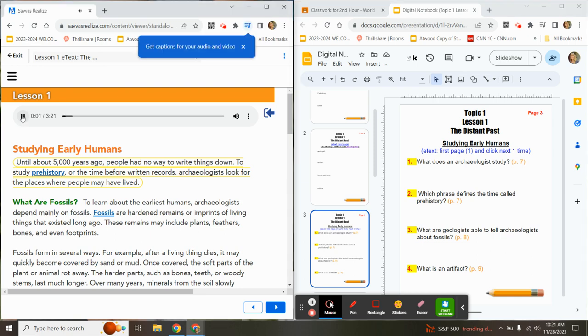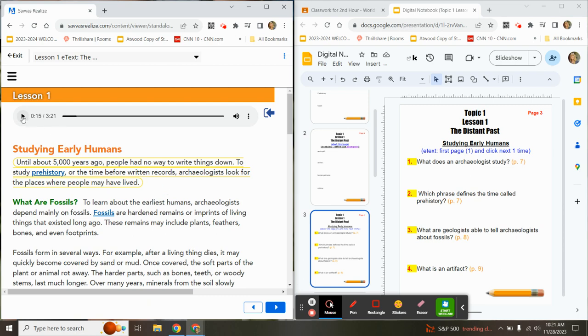Studying early humans. Until about 5,000 years ago, people had no way to write things down. To study prehistory, or the time before written records, archaeologists look for the places where people may have lived. All right, let's pause that. Number 2, which phrase defines the time called prehistory? In this circled paragraph, you will find that answer.